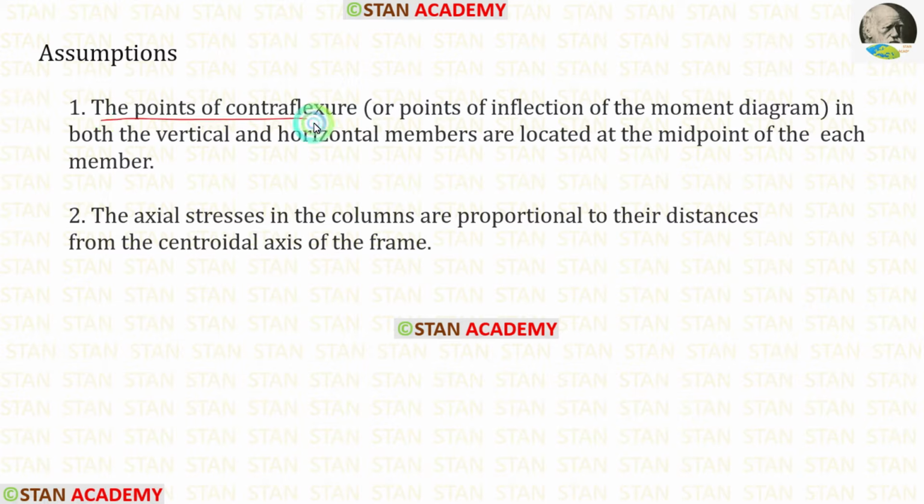The points of contraflexure in both the vertical and horizontal members are located at the midpoint of each member. The axial stresses in the columns are proportional to their distances from the centroidal axis of the frame.